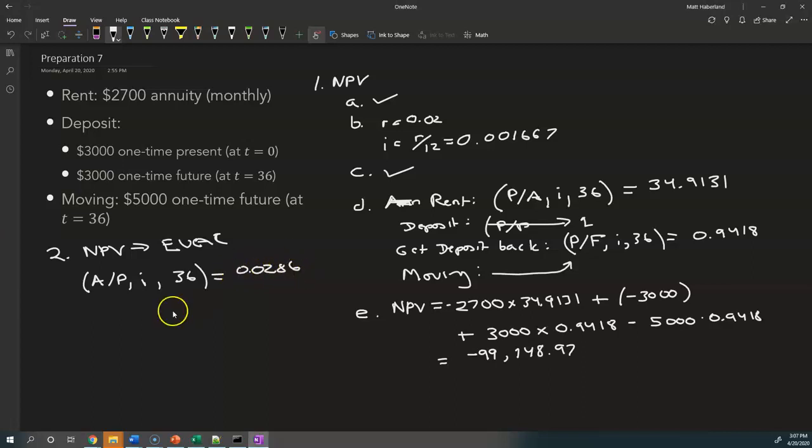0.0286. So our EUAC is the net present value multiplied by this discount factor and negative 1. So we're going to multiply the $99,148.97, multiply that by the factor of 0.0286, and we get 2,835.66. All right.